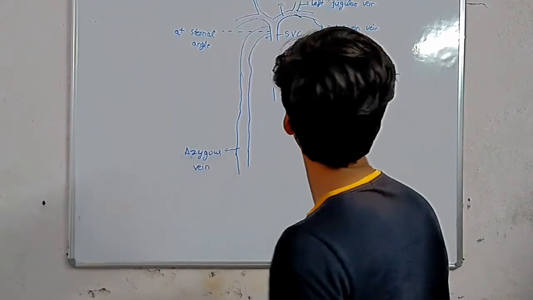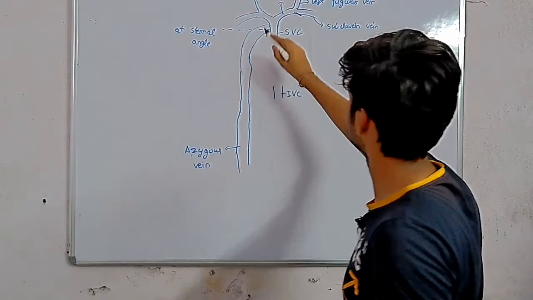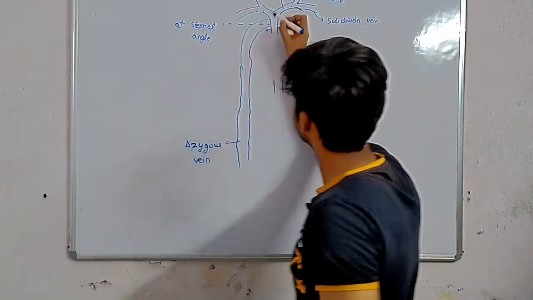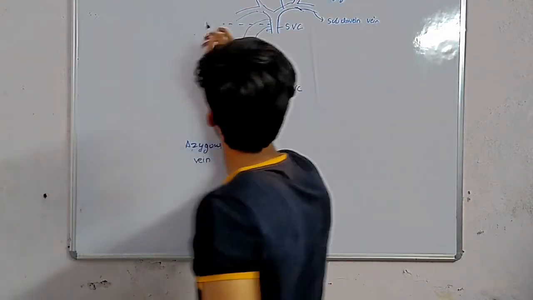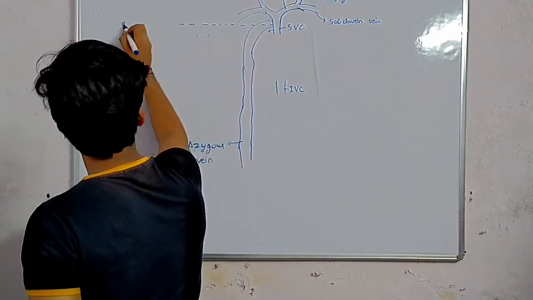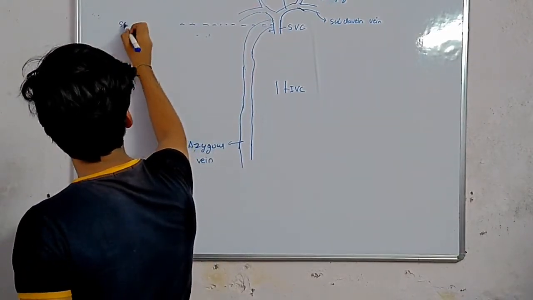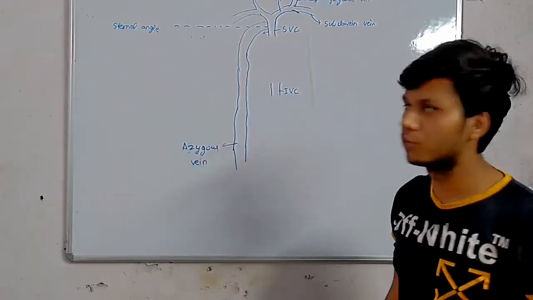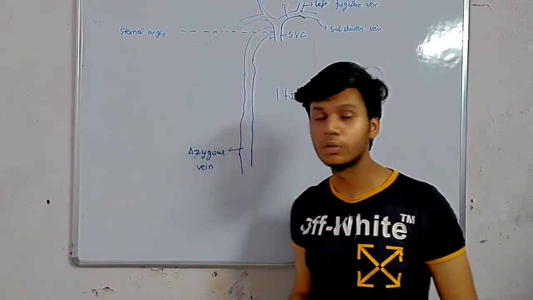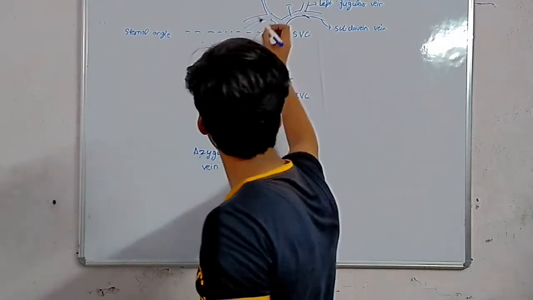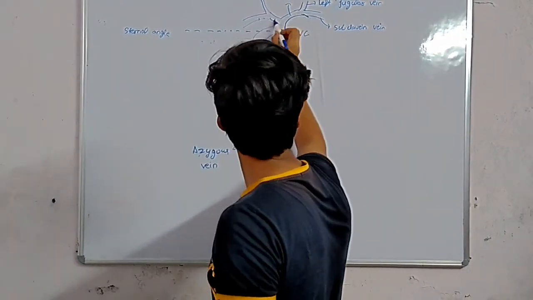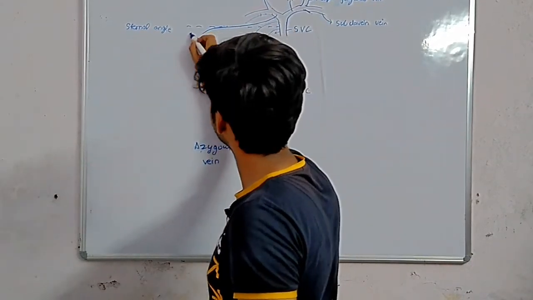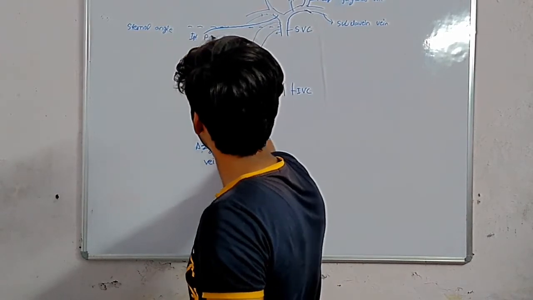Now come to the brachiocephalic vein. We know here is the brachiocephalic vein. At the sternal angle, same as in the thorax, the first two intercostal spaces are supplied by the costocervical trunk. Here, the first posterior intercostal vein.